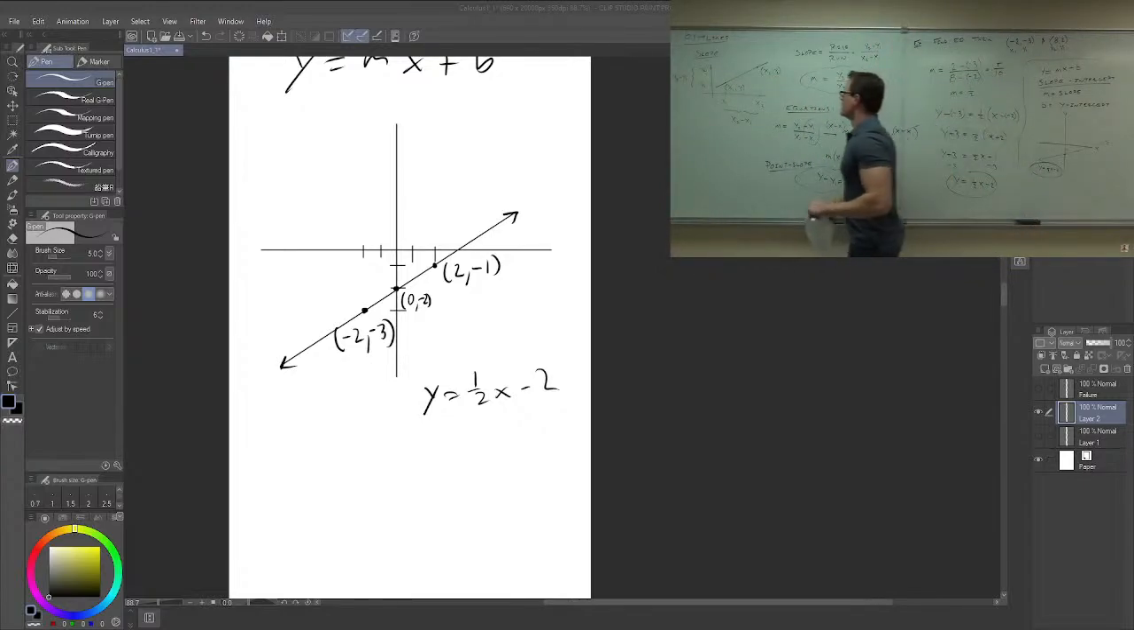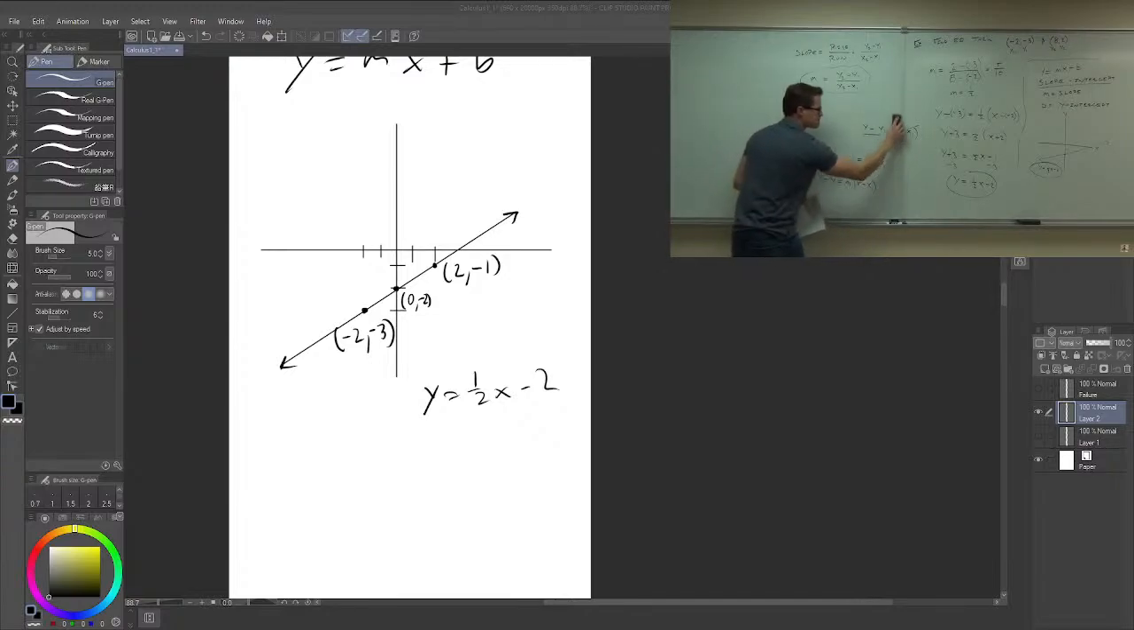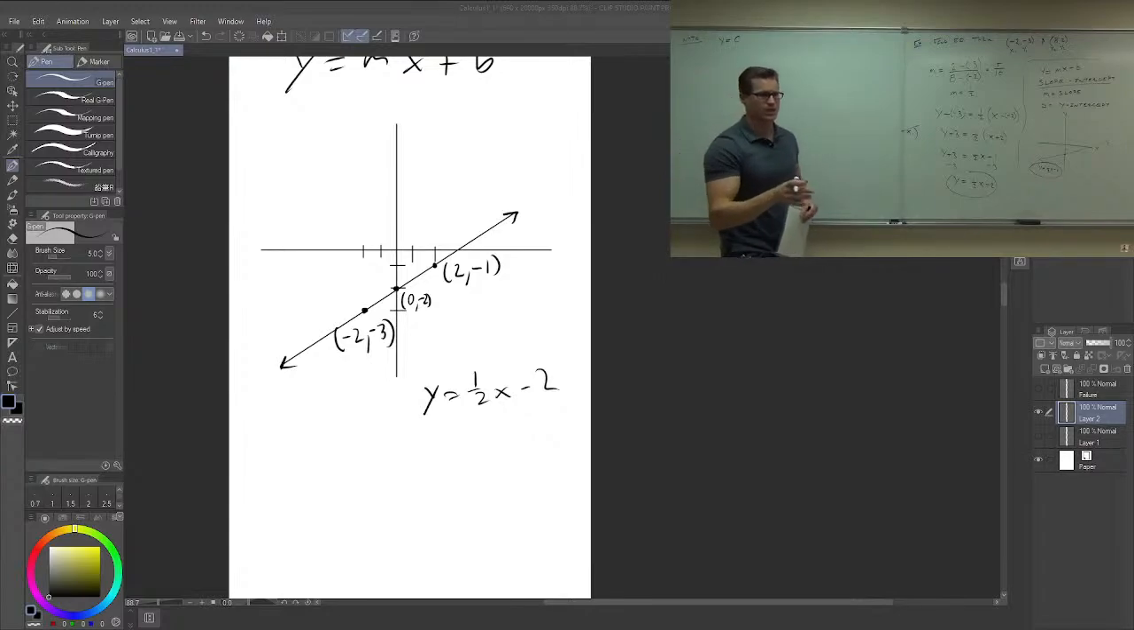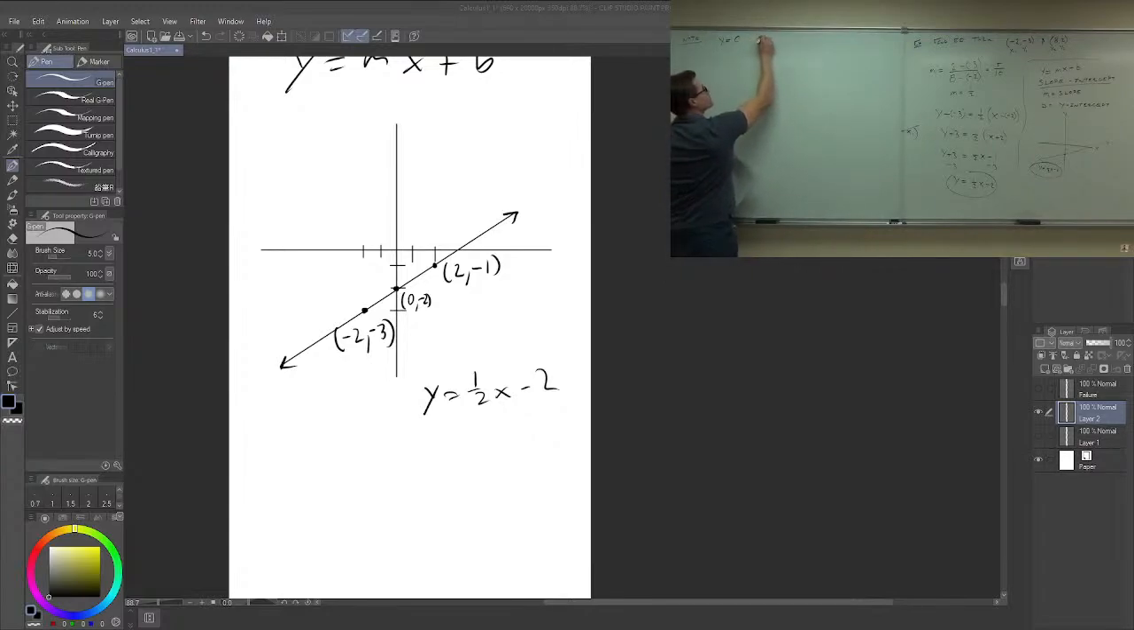Good deal, all right. Now there's a couple more things we got to talk about with lines before we talk about parallel and perpendicular, which we're going to do in just a second. If I told you that this was a line, y equals some number, c, where c is a constant. What type of line is that?